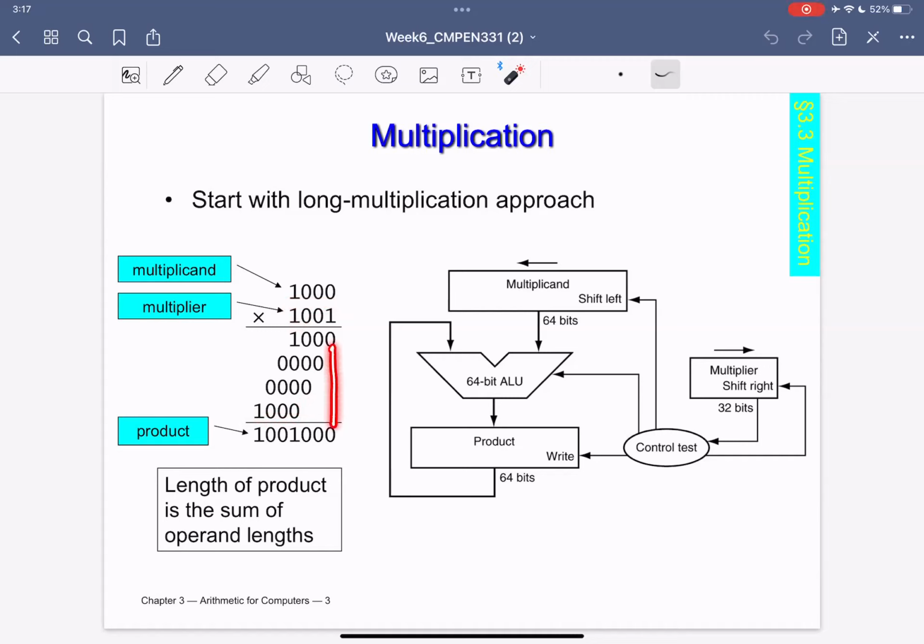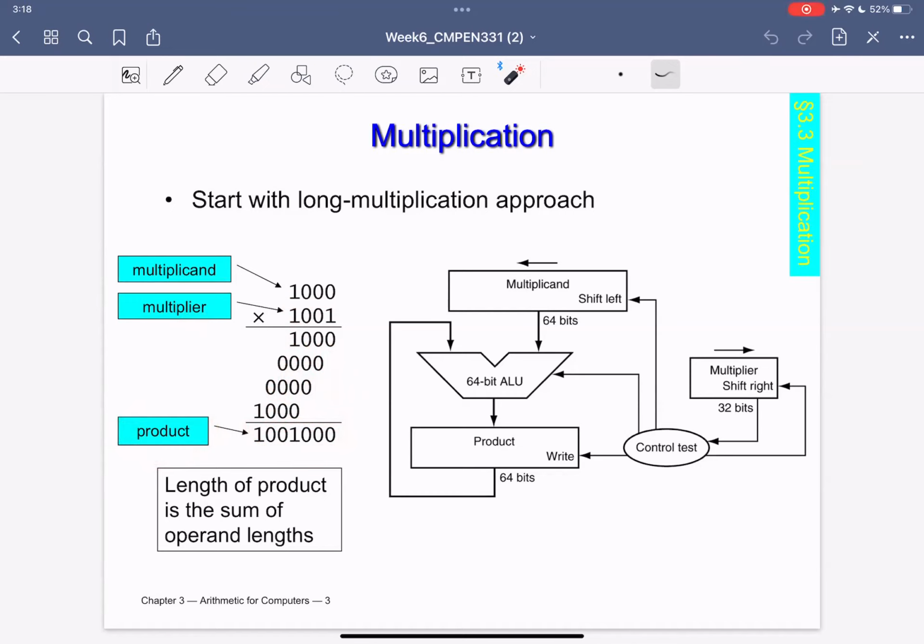So 0 would be 0, 0 plus 0 is 0, 0 plus 0 plus 0 is 0, 1 plus all zeros is basically 1, all zeros is 0, 2 zeros is 0, and then 1. So this is the product, and I'm referring to that as the product. So I have a multiplier, multiplicand, and the product.